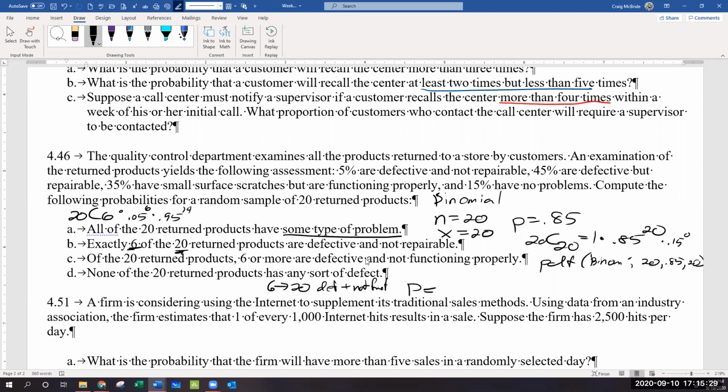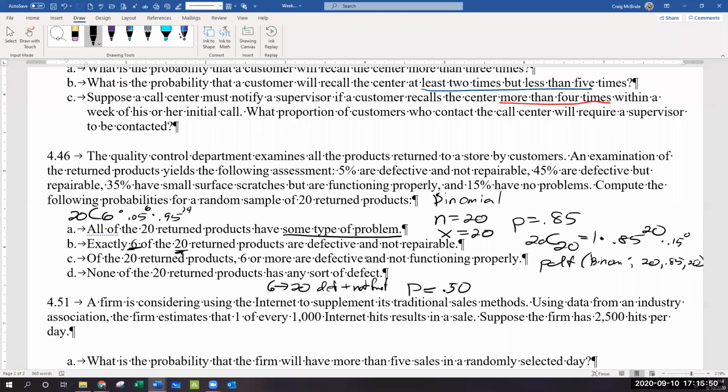Well, if they're defective and not functioning properly, couldn't that be defective and not repairable, or defective but repairable? Doesn't it mean both of those put together? So our P should be 0.5 in that case. Now we just have to run the correct programs.